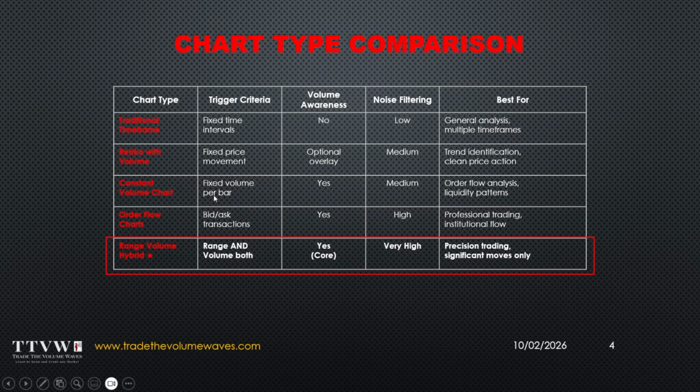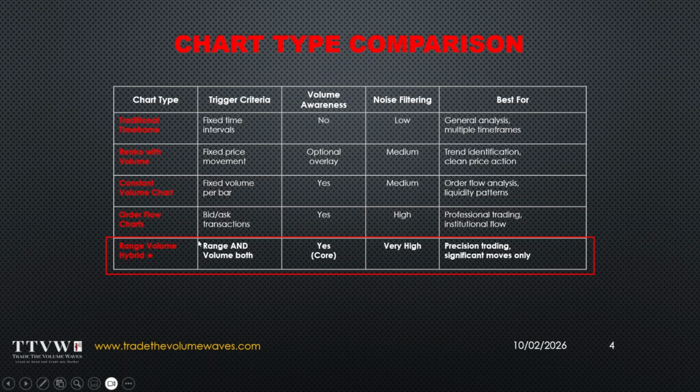Constant volume charts, this is what I was talking about before. It's fixed volume per bar, so you are volume aware because every bar has the same volume, but the noise filtering is medium. It's good for order flow analysis if you do have it, and liquidity patterns. Order flow is one of the best charts, but not available everywhere. Bid and ask transactions are your trigger criteria. You are very aware of the volume and there is a high noise filtering. So this is basically for professional trading and institutional flow.